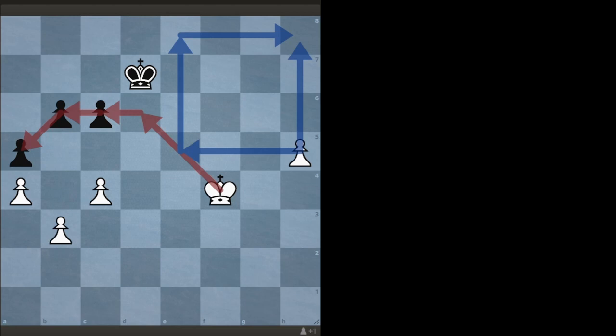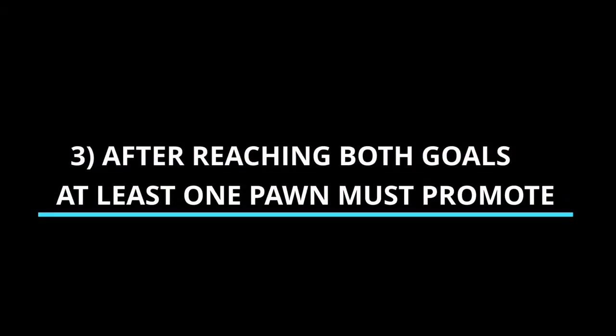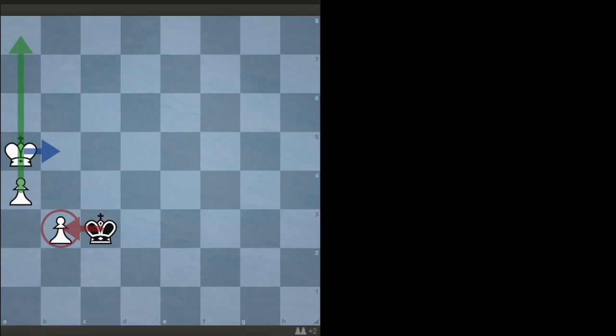As easy as that. The next point is, after reaching both goals, at least one of the pawns must promote. Otherwise, it does not make much sense to sacrifice the pawn that is so important for making the queen. Therefore, the pawn is the decoy, and after reaching both goals, at least one of your pawns must promote. It's as easy as that.